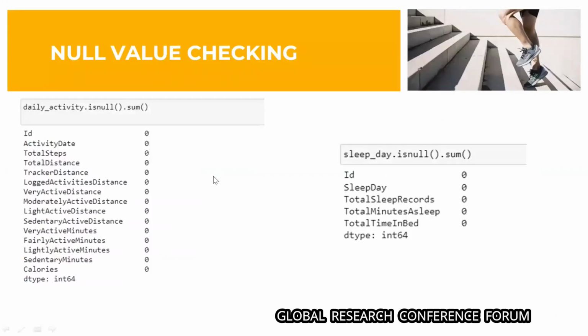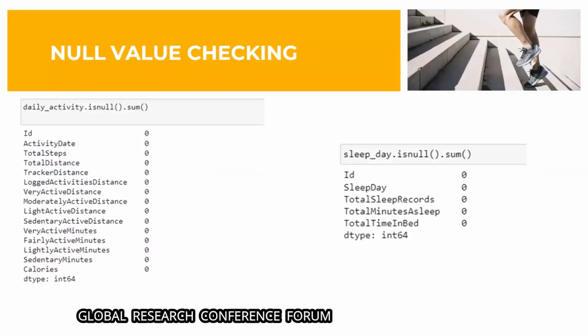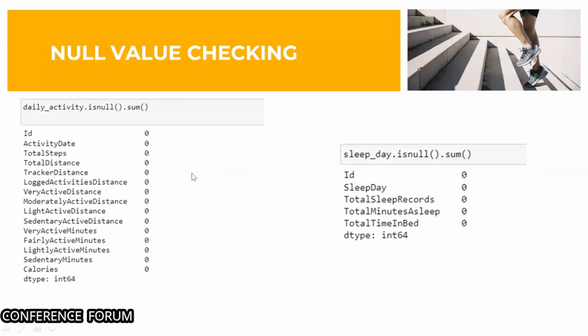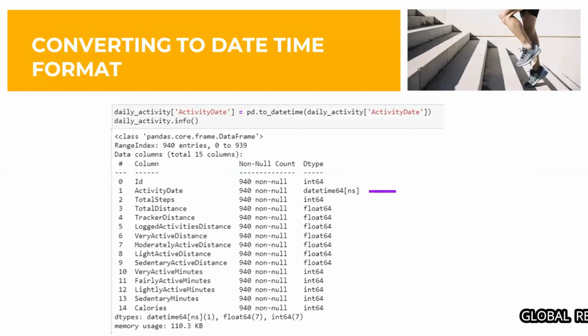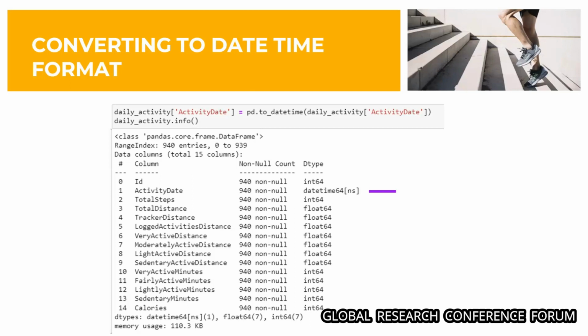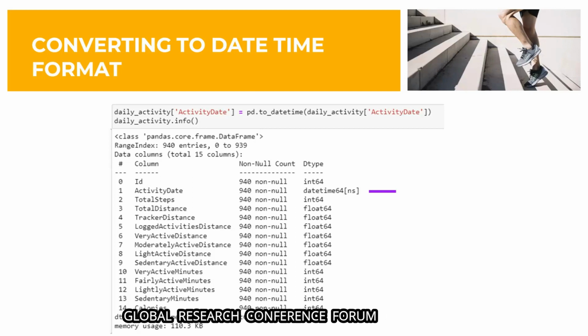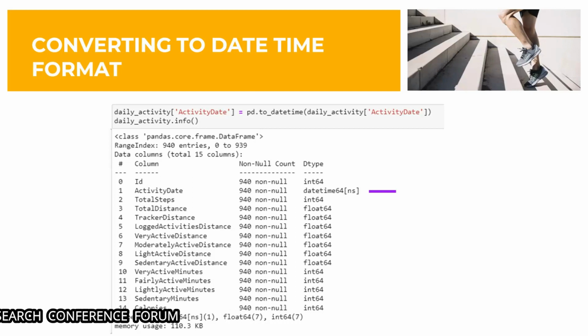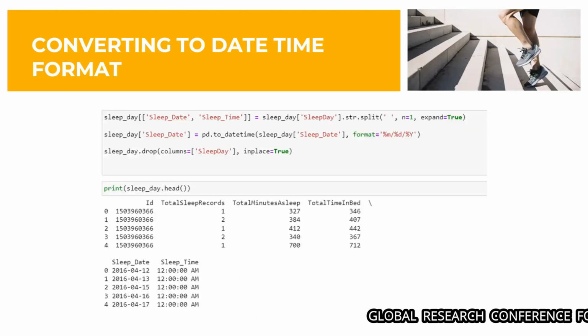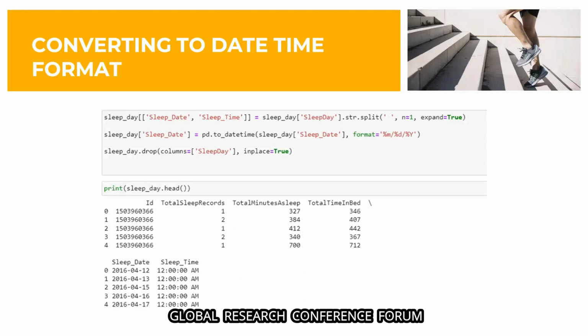Then I checked the null values for both my data sets, and there are no null values. I have tried to convert the date and time format because in my data set, the activity date was originally an object data type. So I converted it to date and time format. I did the same for the sleep data set.